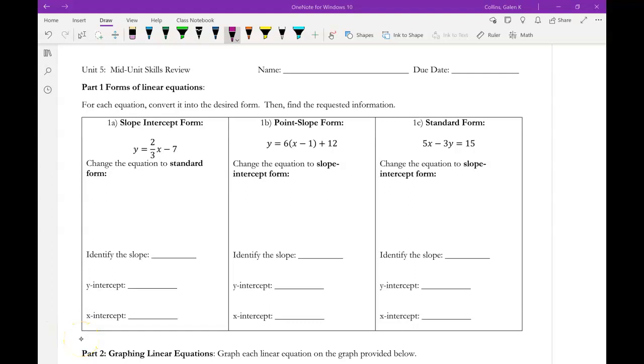This video is for parts 1 and 2 of our Unit 5 Mid-Unit Skills Review practice assignment. So in part 1, we are working with 3 different forms of linear equations.